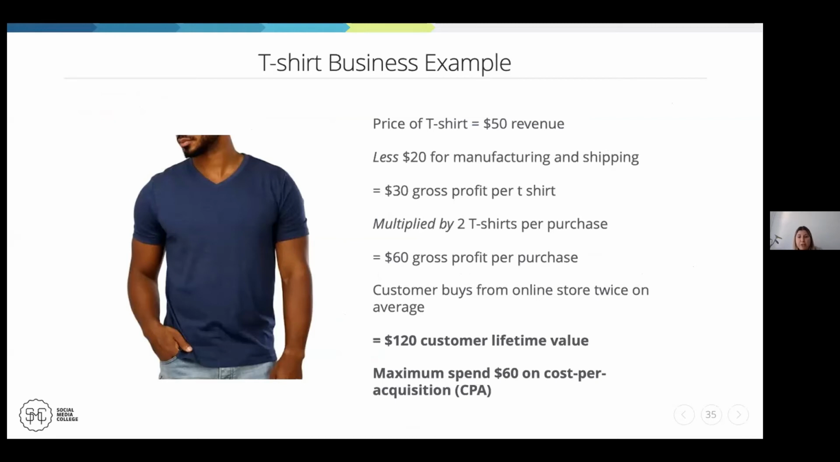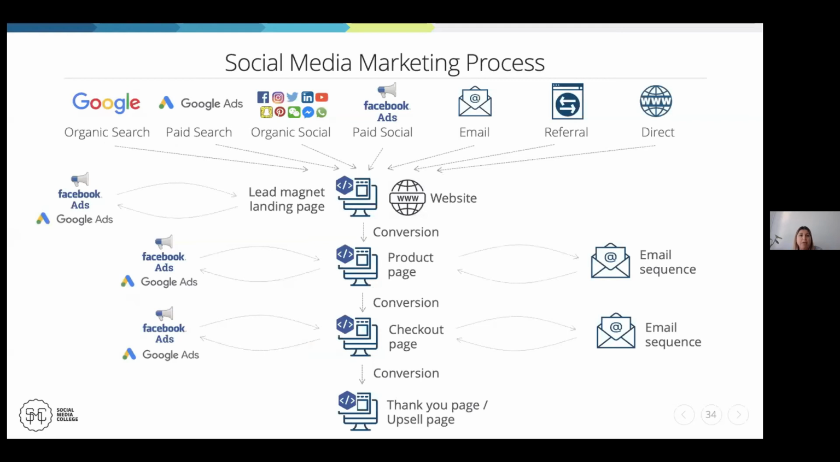Then you have to know how much you want to spend to get that purchase. That's called CPA, or cost per acquisition, right? This is the process. You're like, okay, I want to run some ads, and I want to do this paid search, but how much money should I put towards it? That's why knowing your numbers is super important.